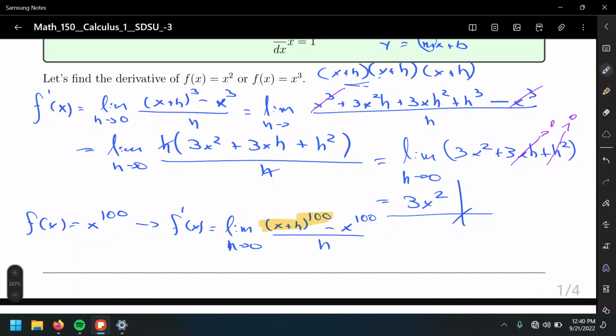I'm worried about this one. Do you feel like doing (x plus h) times (x plus h) times (x plus h) dot dot dot (x plus h)? Do you feel like doing that 100 times?